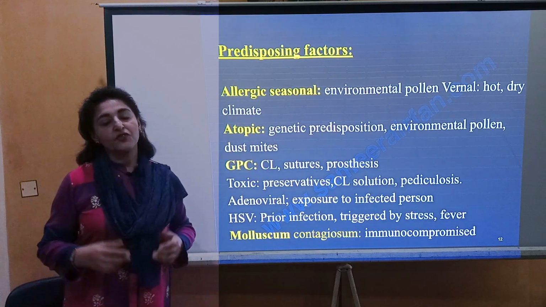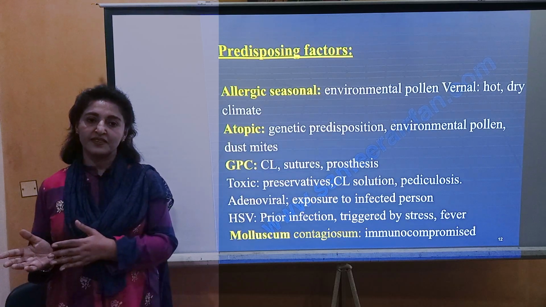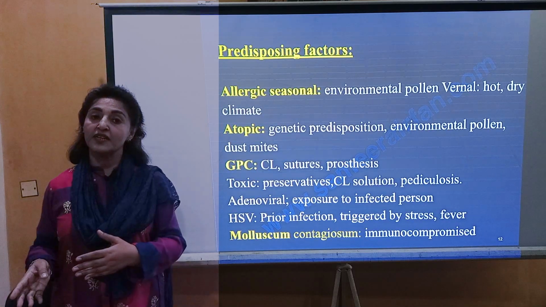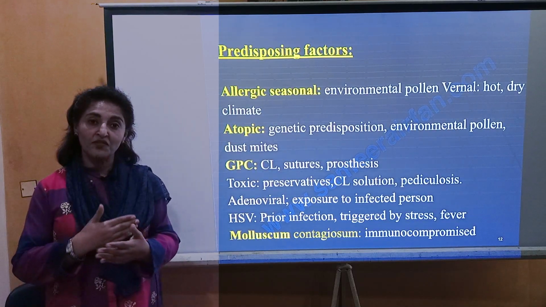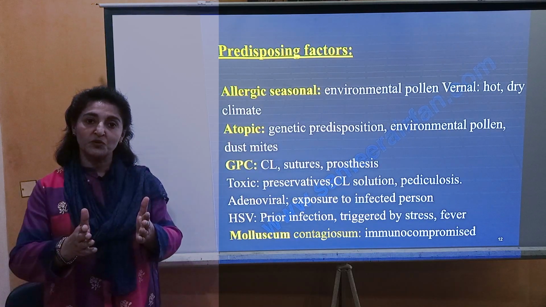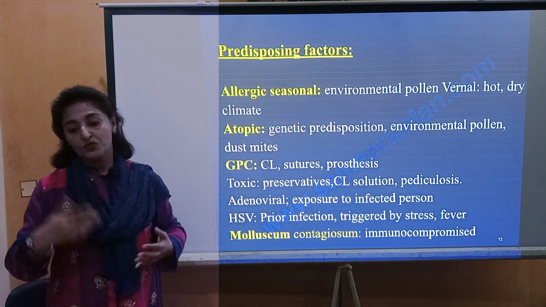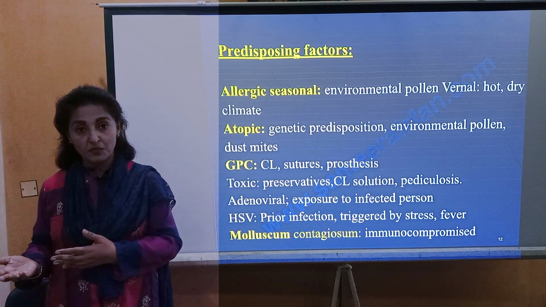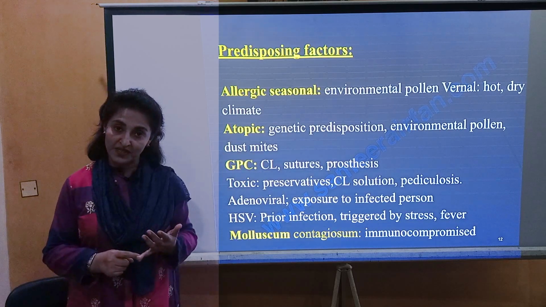So as I said, for every disease there are predisposing factors. If there are 100 people in a community, not all of them will get that disease. So talking about conjunctivitis, they all will not get conjunctivitis. Why? A patient who develops the disease has some predisposing factors. So for allergic seasonal conjunctivitis, there is environmental pollen to which that particular person has memory cells and is allergic to that.